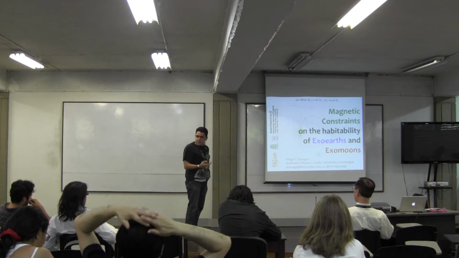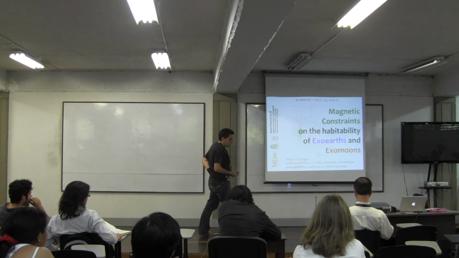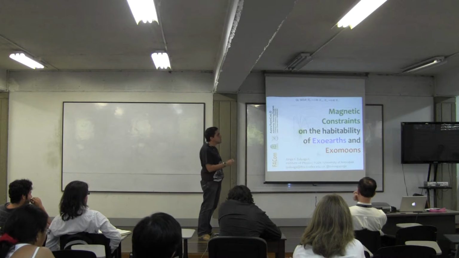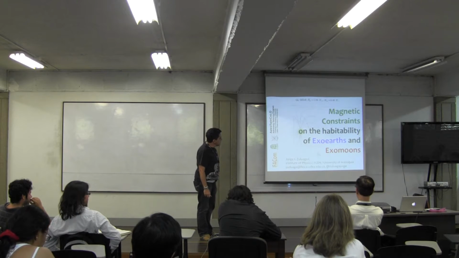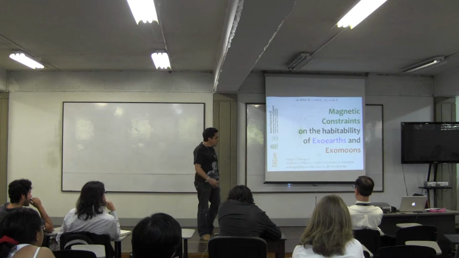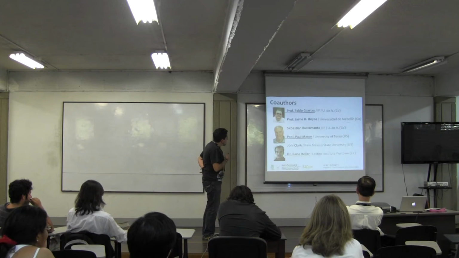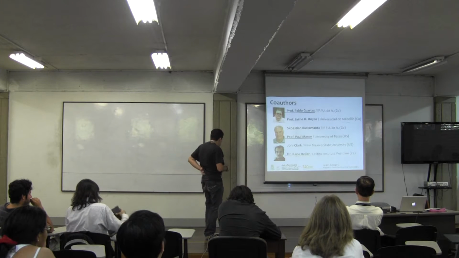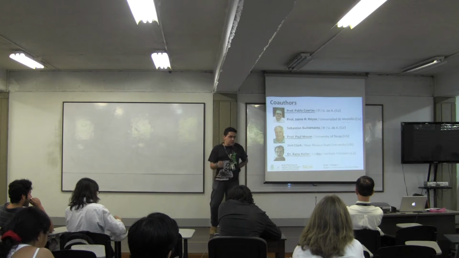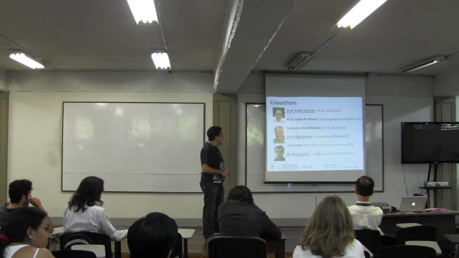Okay, during these 50 minutes, I will try to talk about the work we are doing here for the last 2 years, more or less, on the magnetic constraints of the habitability of extrasolar potentially habitable environments. This is a work that has been done by a group of collaborators here in Medellin, but also the University of Texas and the New Mexico University in the US.